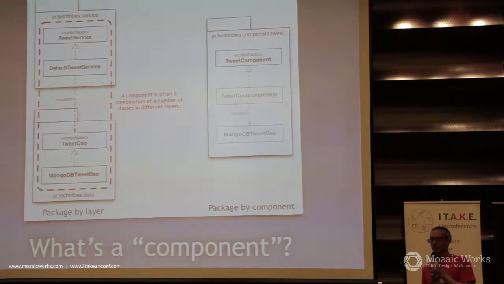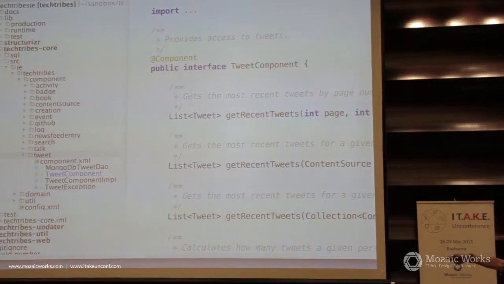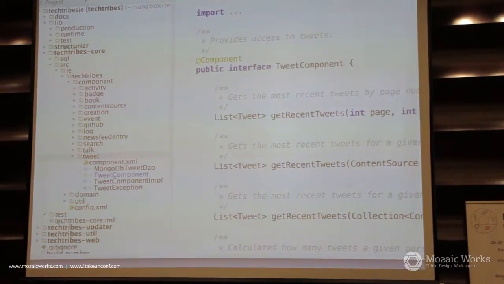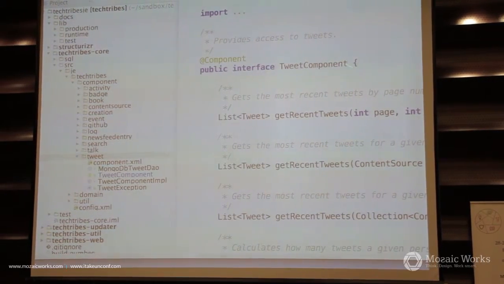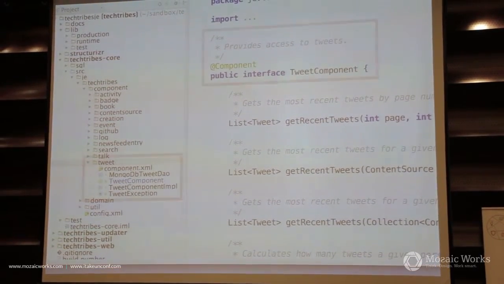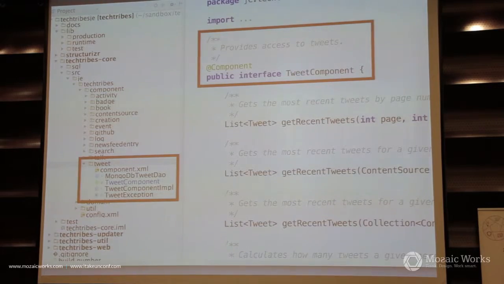Is this a silver bullet? No. Are there trade-offs? Kind of. Just to zoom into this a second first, this is that screenshot again. So everything related to my tweet component sits in that package, including, in this case, the Spring configuration file. There's my interface, and I've annotated it with @Component. Those who went to Cyril's talk will have seen him using annotations to represent domain concepts, core concepts, and domain services. I'm doing the same thing from an architecture perspective. So I'm labeling things as components if I want to treat them as a single component.